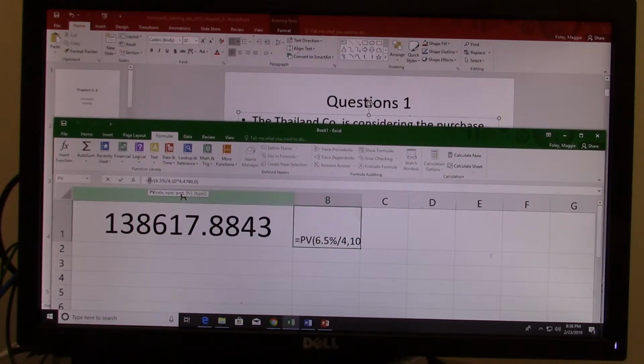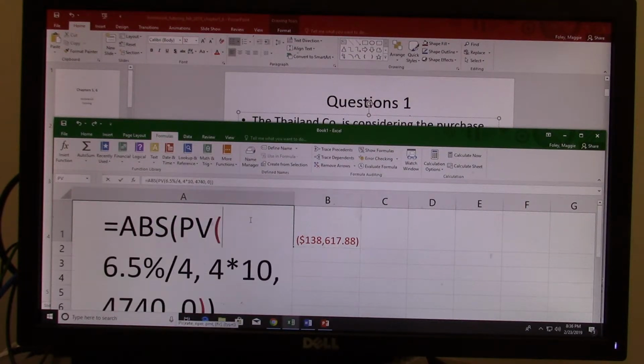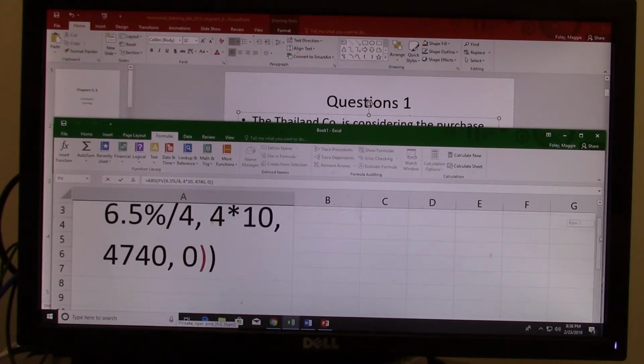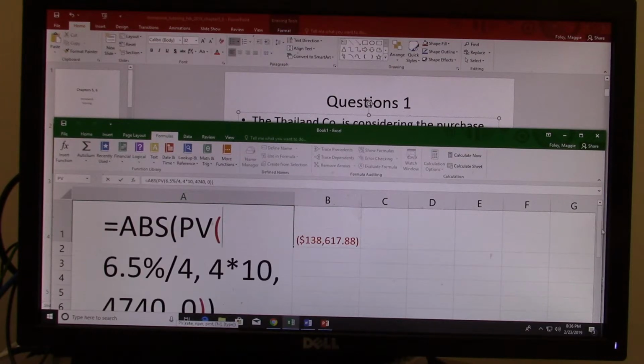That's why we add ABS in the front, so that all the output, all the answers will be positive numbers. But if we don't use ABS here, that's a negative number. It doesn't mean you owe anybody. It's just like you borrowed that much money at the beginning, and then later on you make a payment of $4,740, and that's the cash flow direction of you paying somebody.